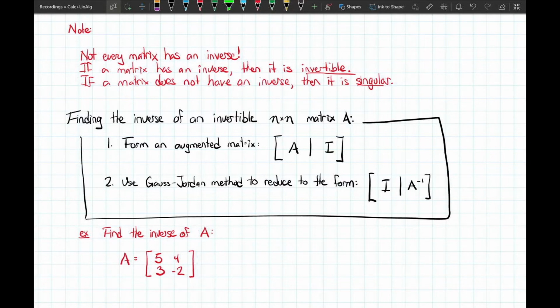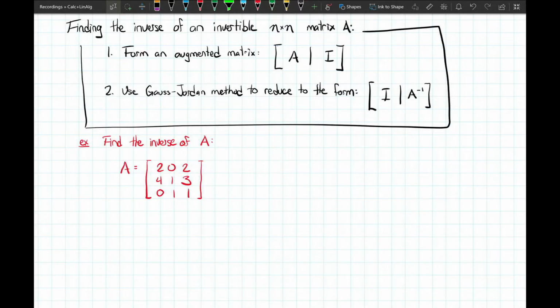So let's try that out. We can find the inverse of A through this method, and then we can confirm that it is the inverse of A by the property that A inverse times A and A times A inverse equal the identity matrix. Let's start with the matrix A equals [2, 0, 2; 4, 1, 3; 0, 1, 1], a 3 by 3 matrix. Now, I happen to know that this matrix is invertible.